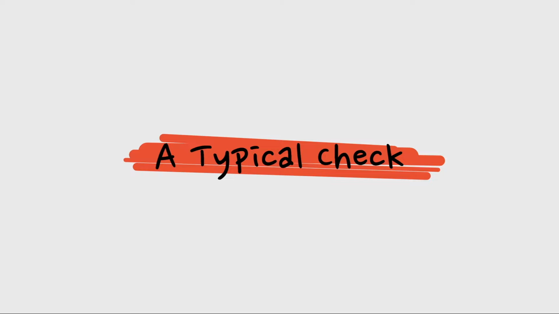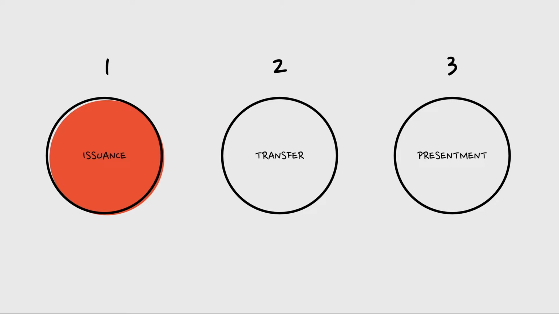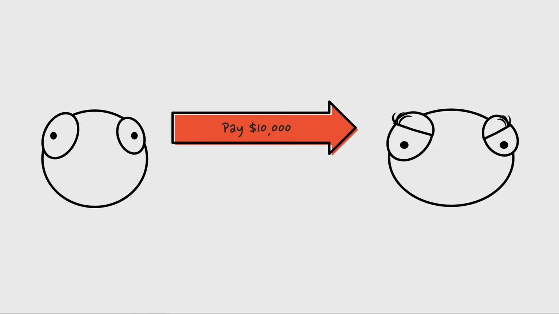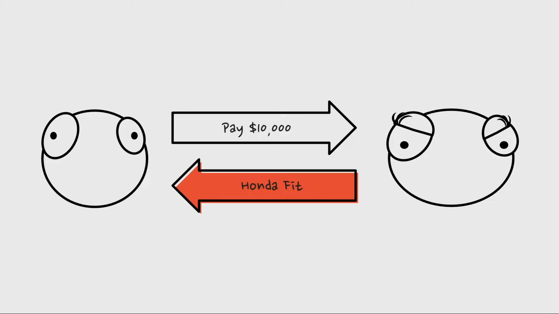Looking at some examples will help us understand exactly what each of these stages looks like. So let's look at the typical life of a check. When we talk about issuance, let's look at an example from our first lesson where Bob is promising to pay Barb $10,000, and she's promising to convey to him a Honda Fit. So we have this underlying contract.